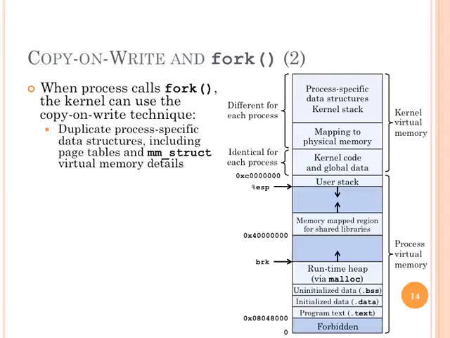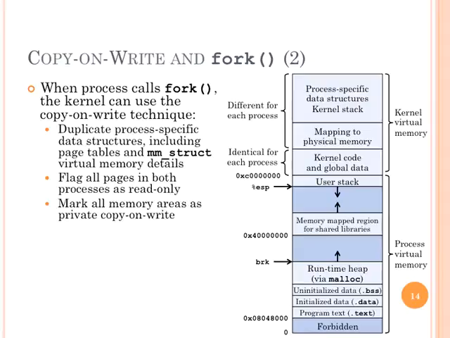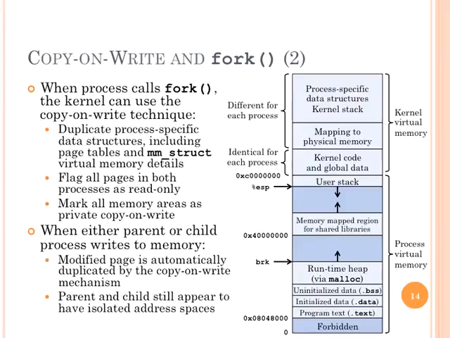So we duplicate all the process-specific data structures, page tables and MM structs. Obviously, those things we need two copies of, so we go ahead and duplicate them. All of the pages in both processes are flagged as read-only because we need to be able to do the private copy on write thing. That's all the stuff below C000, and so on: everything that's in user space.